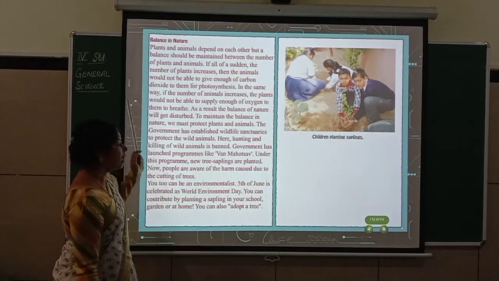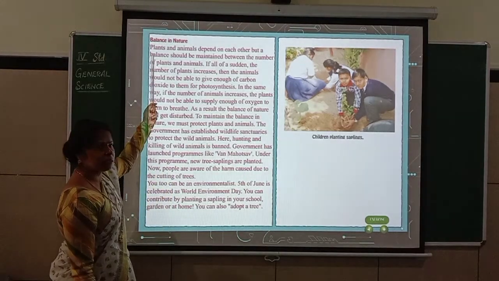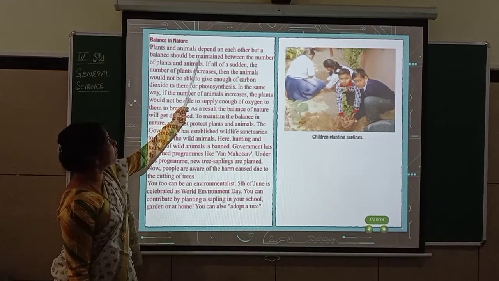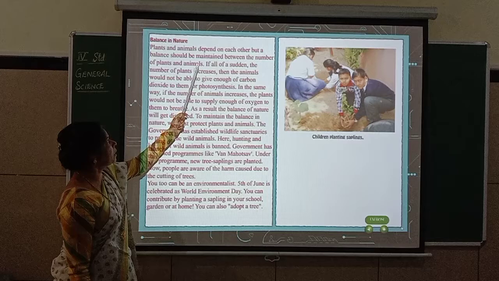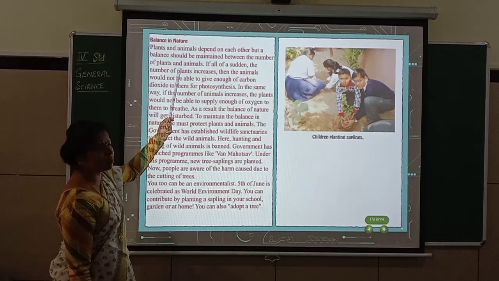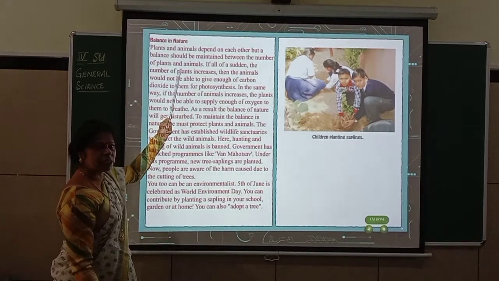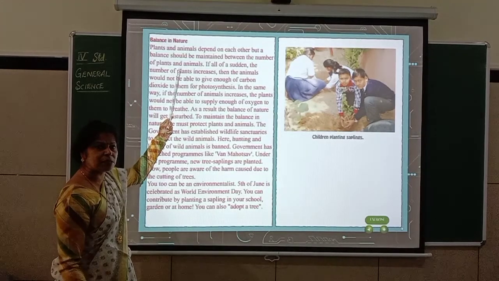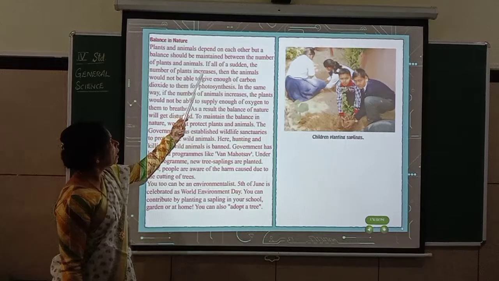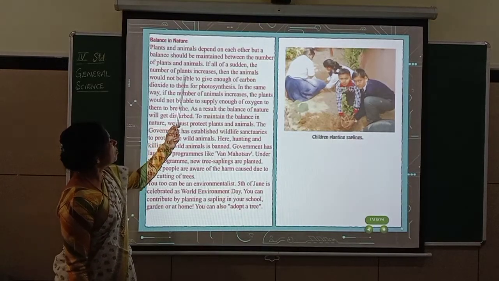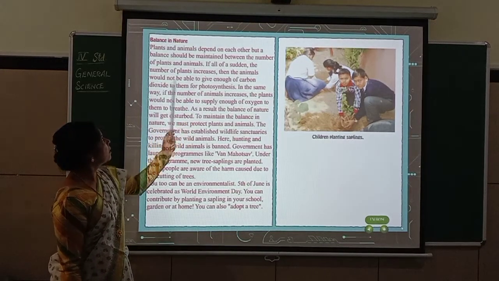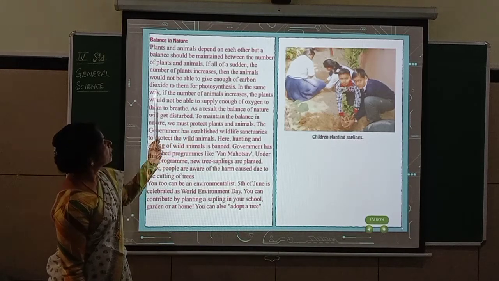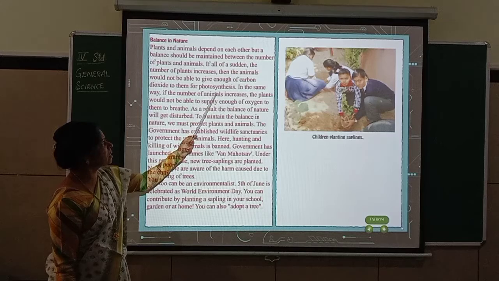Now children, how a balance in nature is done, let us see now. Plants and animals depend on each other, but a balance should be maintained between the number of plants and animals, isn't it? They are depending on each other, but we have to maintain a balance. That means the number of plants and animals should be proportionate. If all of a sudden the number of plants increases, then the animals would not be able to give enough carbon dioxide to them for photosynthesis, isn't it?